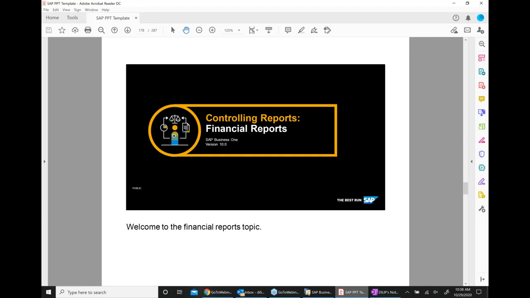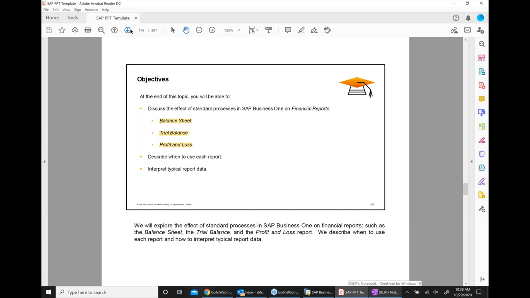So that is where the financial reports come into the picture. In the financial reports, there are many, but there are three most important: balance sheet, trial balance, and P&L.